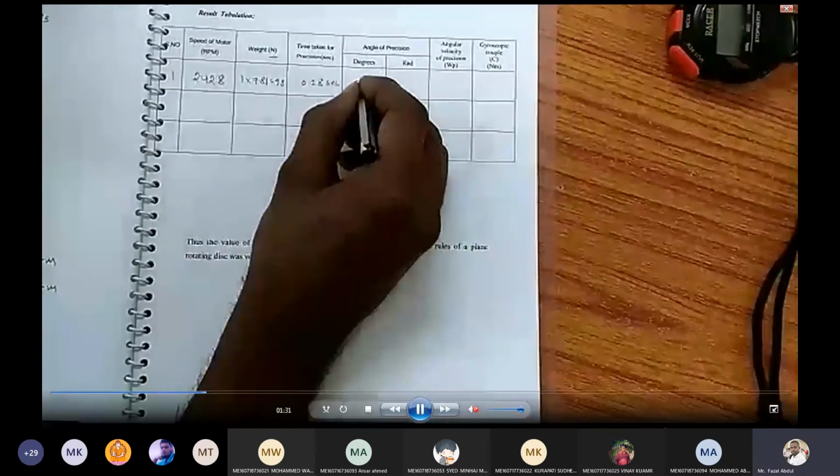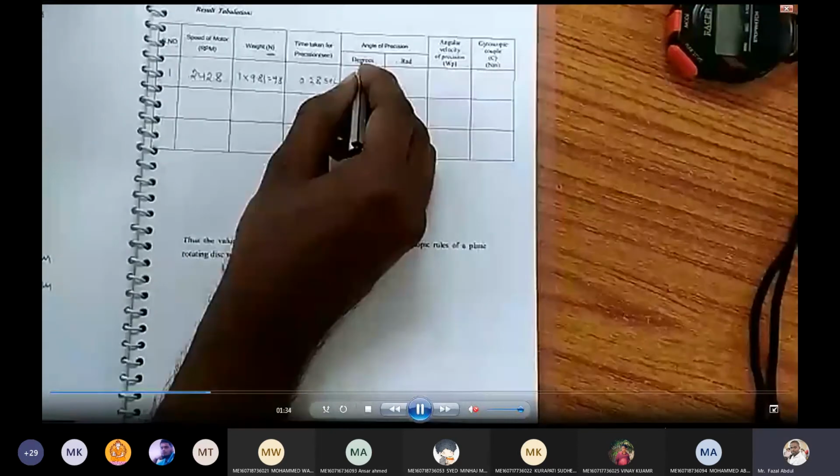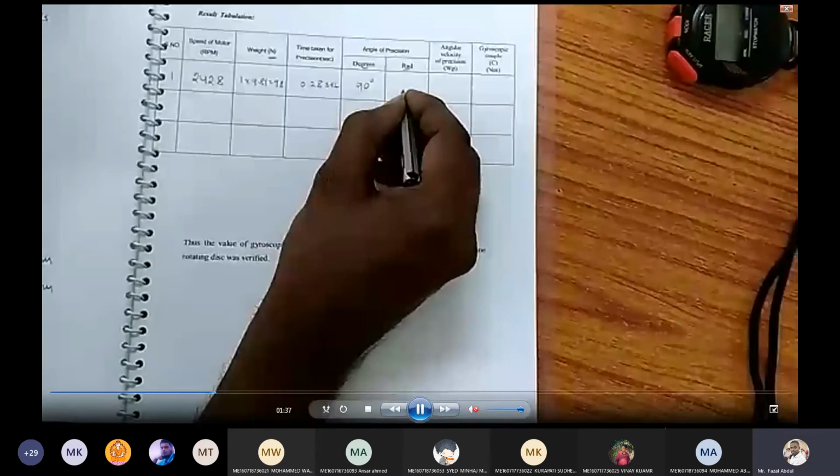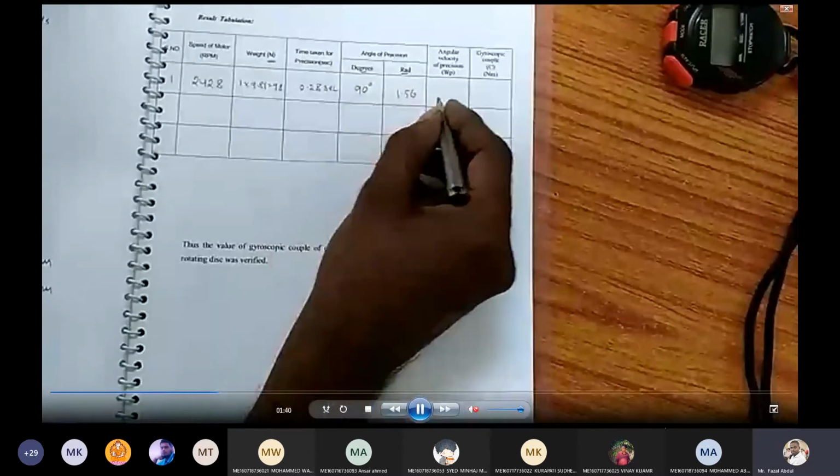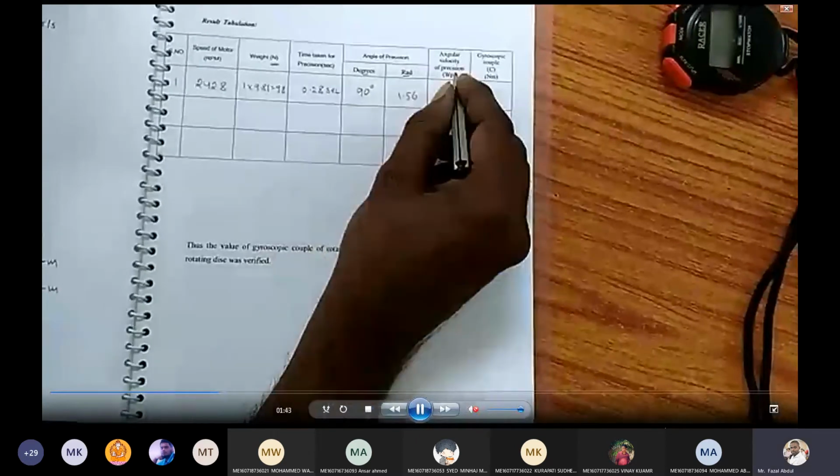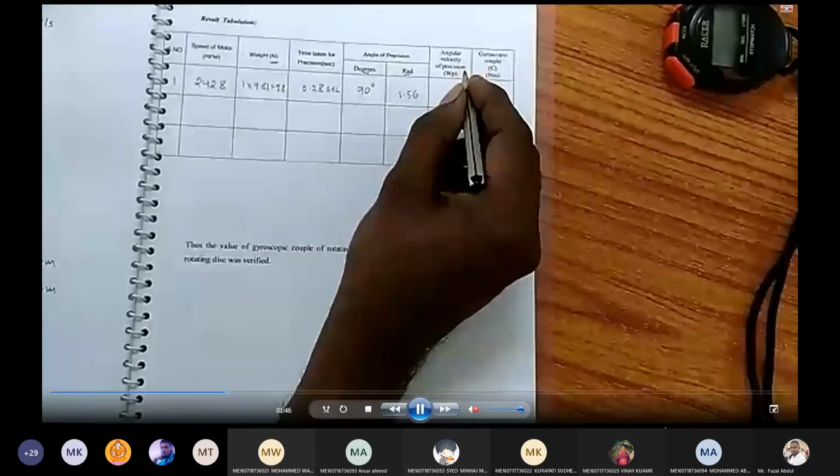The 90 degrees rotation we considered, that we need to convert into radians. 90 into pi by 180, 1.56 we got. Omega P1 we calculated just now, angular precession here. 5.60 we got. That value we need to write.